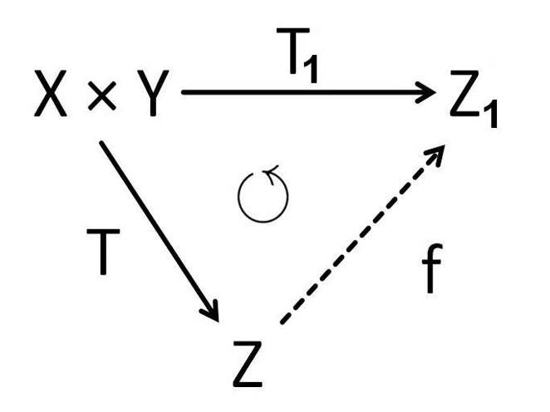Topic: Tensor product. Let X and Y be two K-vector spaces. The tensor product X⊗Y of X and Y is a K-vector space Z with a bilinear mapping T: X × Y → Z, which has the following universal property. If T1: X × Y → Z1 is any bilinear mapping into a K-vector space Z1, then there exists a unique linear mapping F: Z → Z1 such that T1 = F∘T.